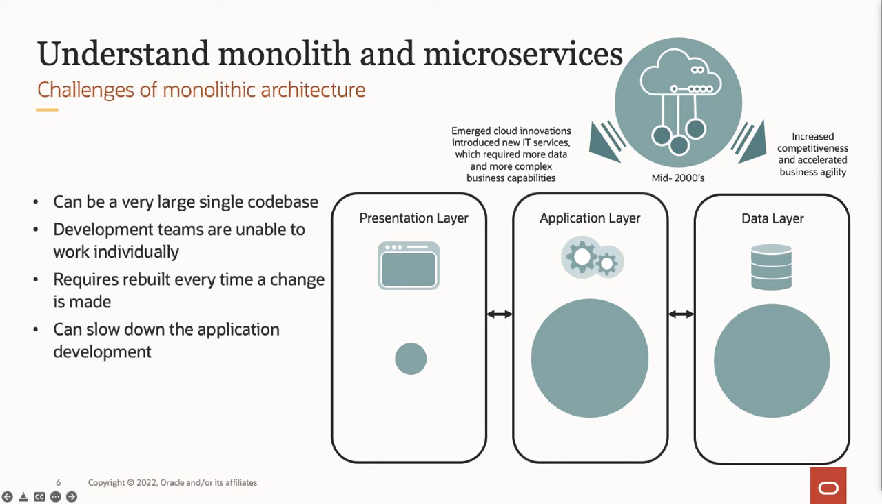As a result, the large monolithic code base became inefficient to maintain. It also prevented the development teams from working independently, which resulted in difficulties making changes in the application, because whenever a change was made, the entire application must be rebuilt. All these resulted in productivity issues and slowed down the development.